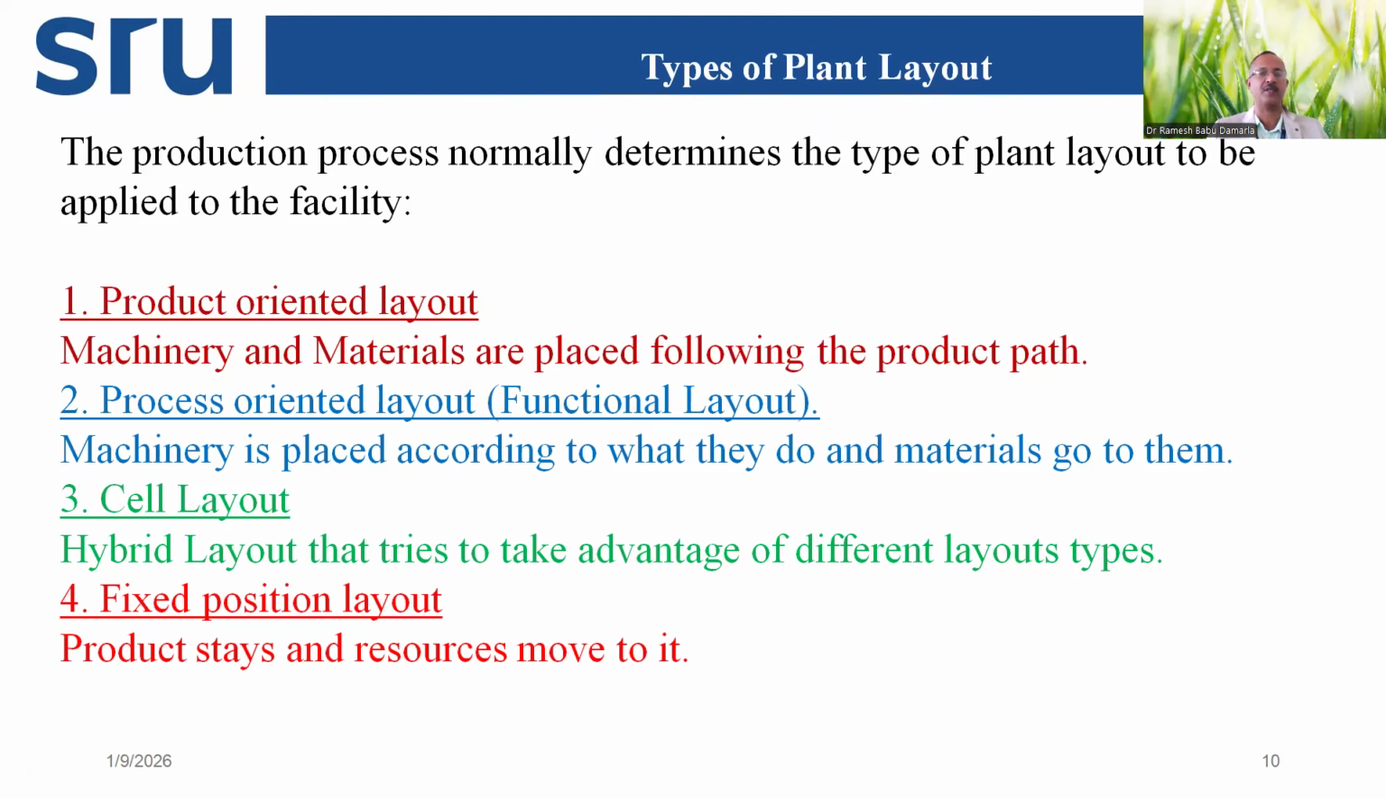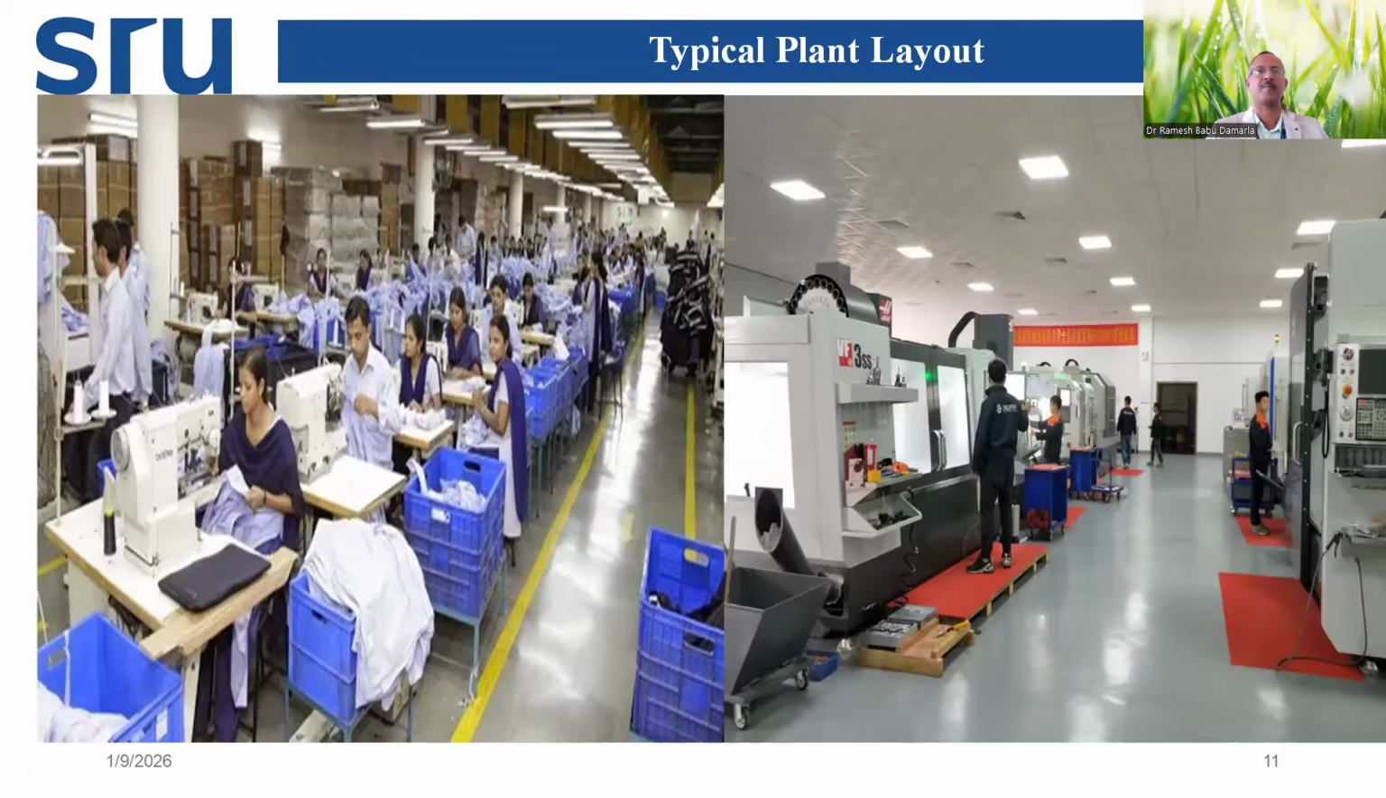Then in fixed position layout, the product stays at a place. Product is fixed. All of the resources like machinery, tools, equipment, accessories, manpower will go to the product. For example, aircraft manufacturing. Aircraft raw materials cannot be moved on the machines to make the aircraft. Aircraft is built at a place, fixed. All the resources are brought to the product.